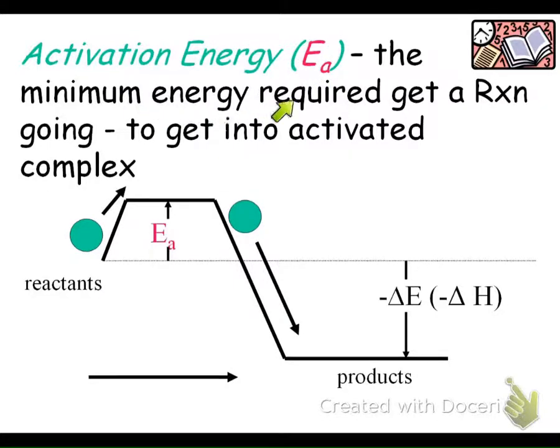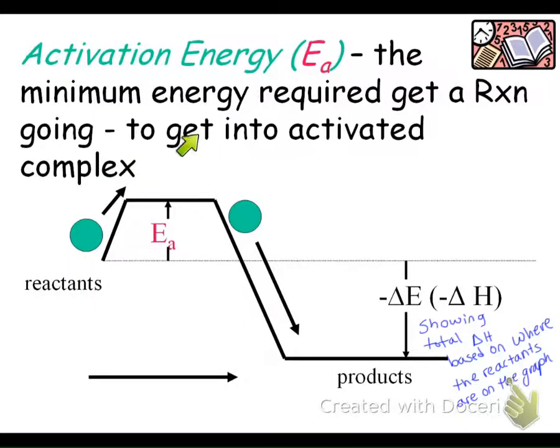Activation energy is just the minimum energy required to get a reaction going, to get to the activated complex. We'll talk about what that is in a minute. Here we're just showing the reactants and the products. Where my reactants start to get to the activation complex, which is up here on any energy hill graph, the EA is just the energy required to get to the activation complex.